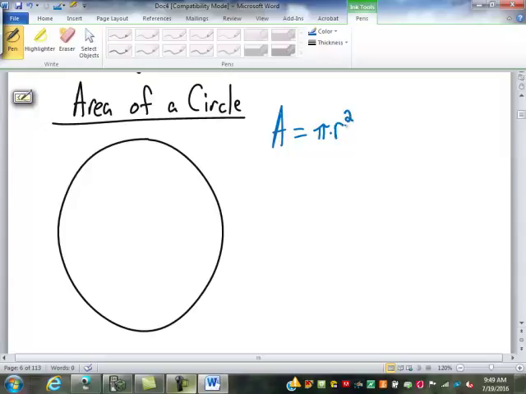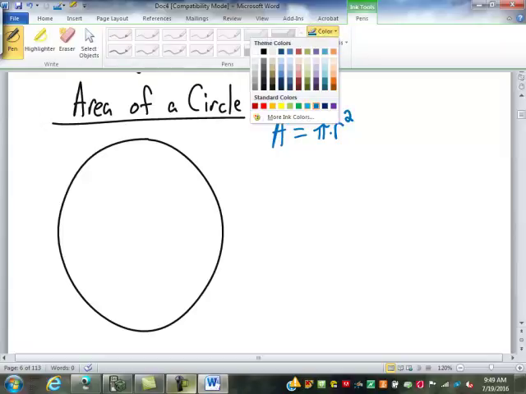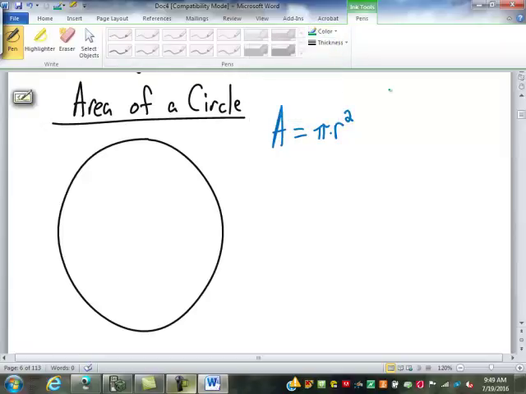Pi times radius squared. Pi r squared, right? Now, I said earlier that all areas that we find are based off of a rectangle. How is that based off a rectangle? A circle has no corners. Let me show you.